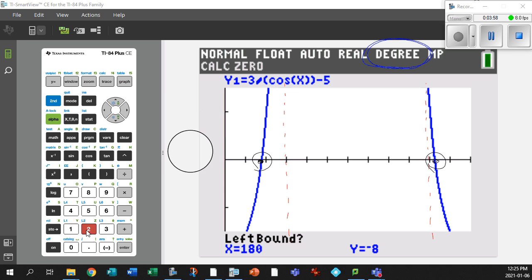I can't read that. Oh, there we go. Okay, left bound. Notice where you're at. You're at 180 right now. You're way out of here. Let's get closer to where our angle is and where our intersection is.